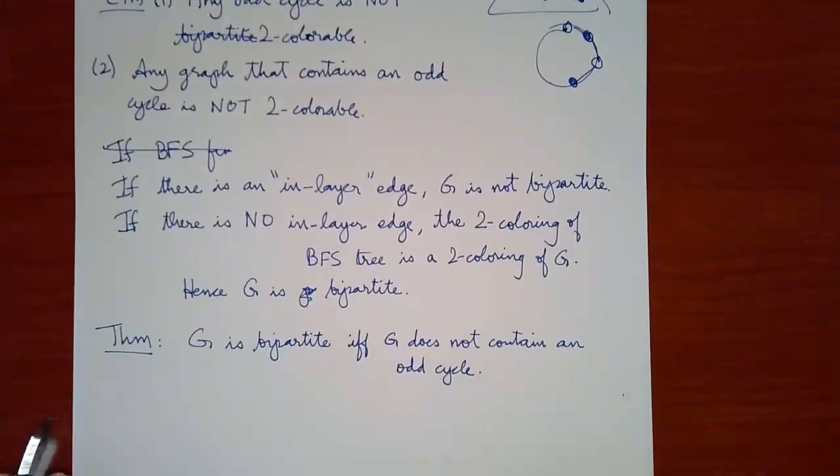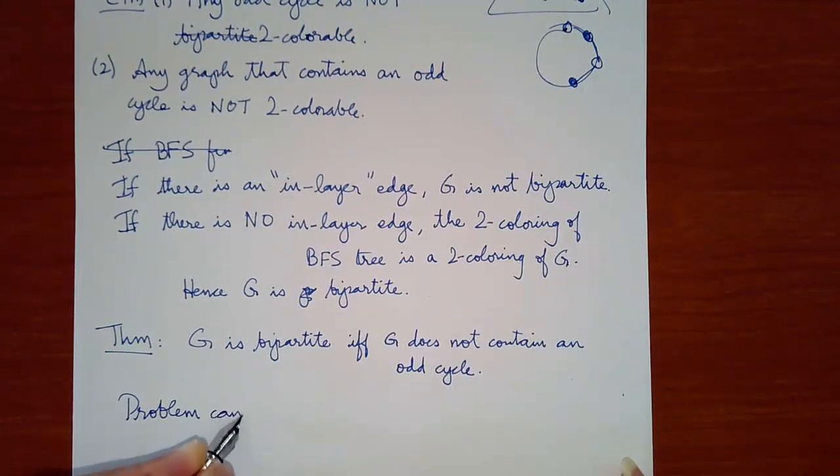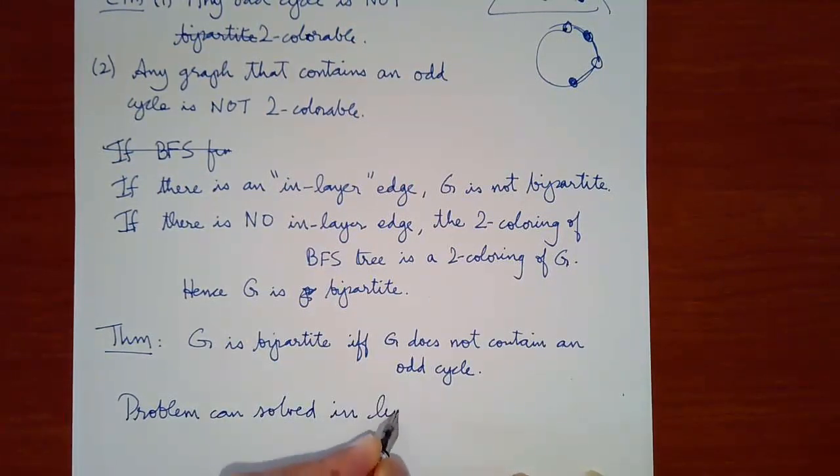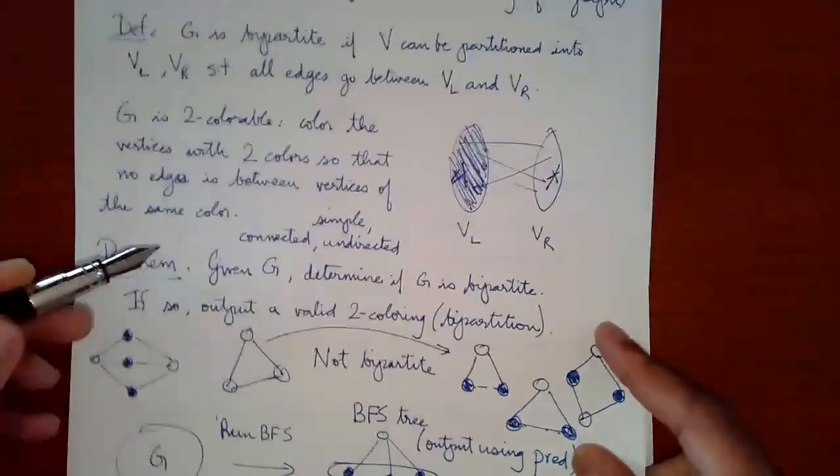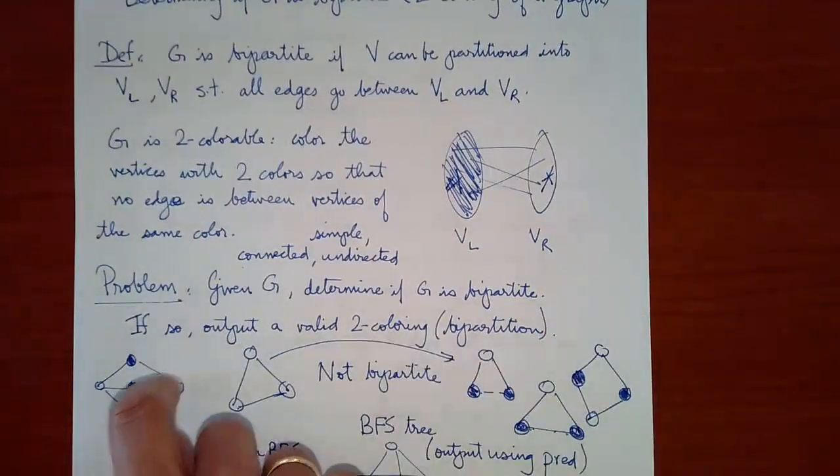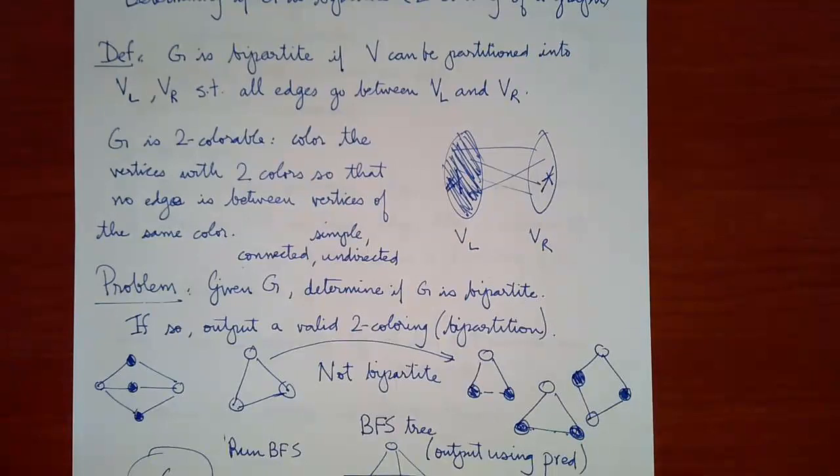So actually what this means is that the problem can be solved in linear time. This problem, the two coloring problem. You can determine if a graph is bipartite, and if so, output a valid two coloring in linear time. If it is not bipartite, you can provide a certificate. You can provide a proof that it's not bipartite, which is the odd cycle.